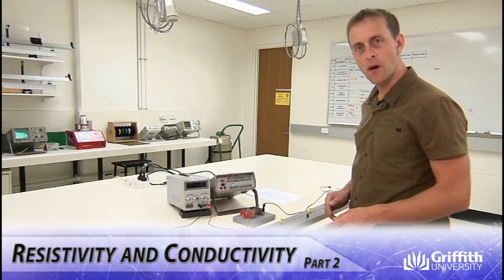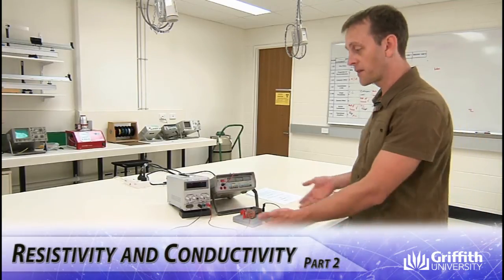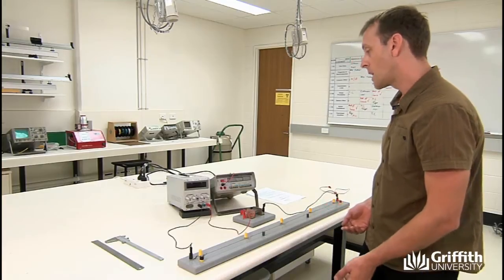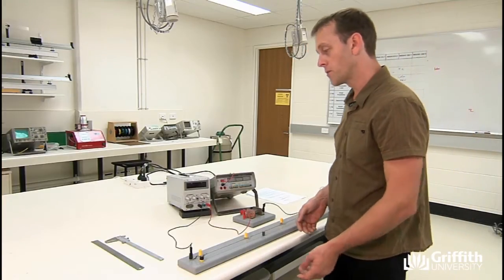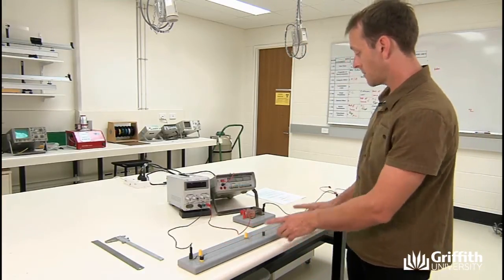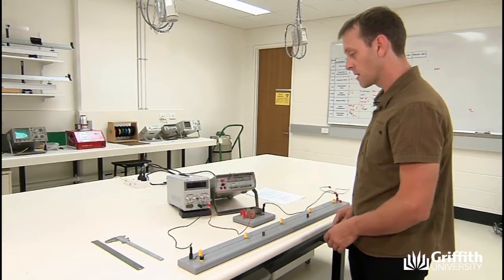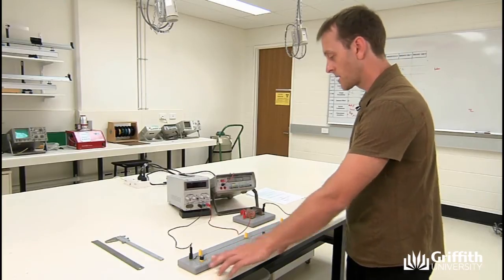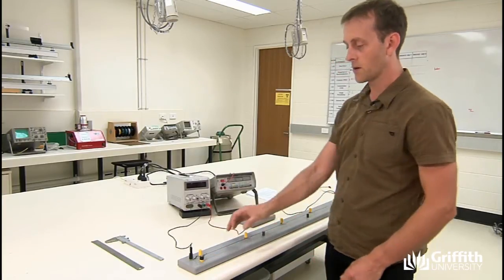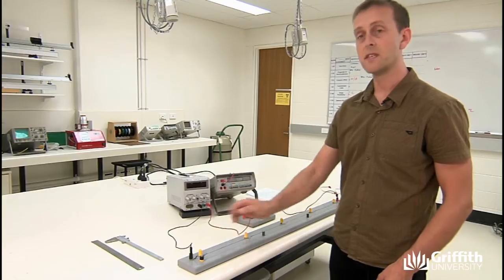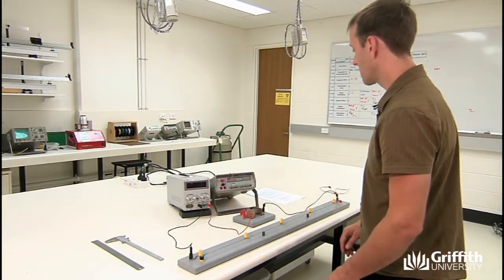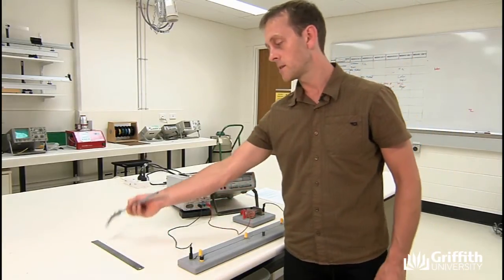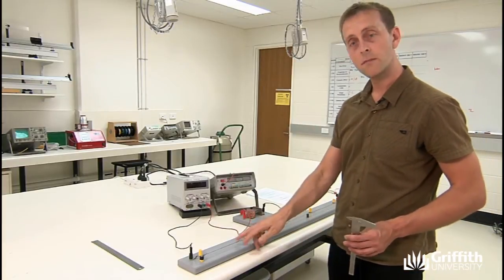So for the next part of the experiment, we're going to be investigating the electric field in this resistor. To do that, we need to know the voltage drop across different parts of the resistor. We also need to know things like the distance between these contacts, and we also need to know the cross-sectional area of this to find our resistivity. So we're going to use the vernier caliper to take a diameter measurement.